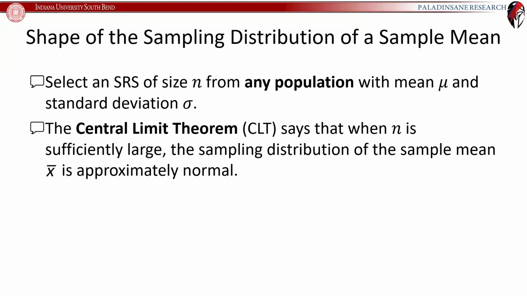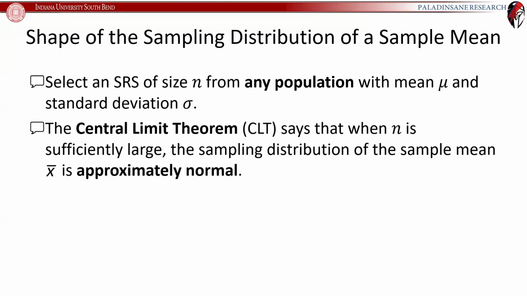And the other thing that it tells us is that not only does this work for any population, but as soon as you take a sample from that population, you are dealing with a sampling distribution that is approximately normal.